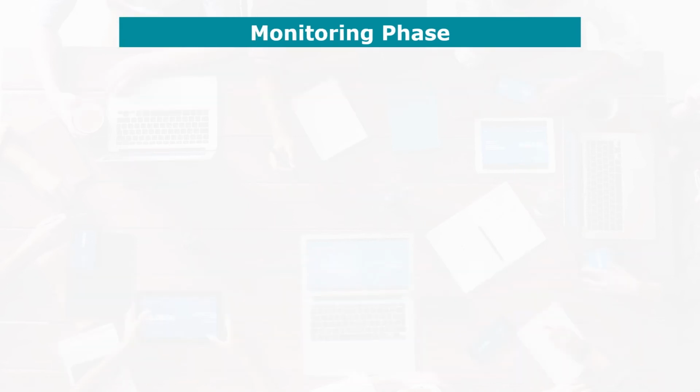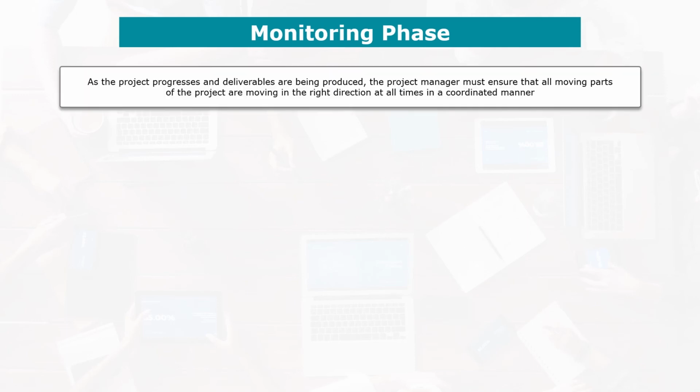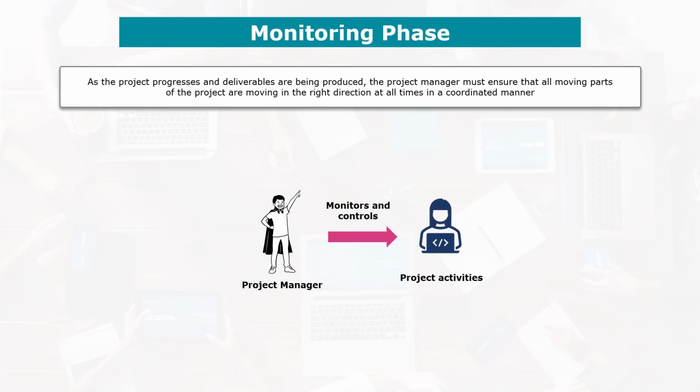Let's talk about the monitoring and controlling phase of a project. This phase coincides with the execution phase. As the project progresses and deliverables are being produced, the project manager must ensure that all moving parts of the project are moving in the right direction at all times and in a coordinated manner. He must monitor and control the progress of the project to ensure that everything is progressing as planned in terms of respecting the schedule, the budget, the scope, and the resources. So if the project plan needs to be changed due to unforeseen circumstances or a change in management, for example, those changes take place during this monitoring and controlling phase.